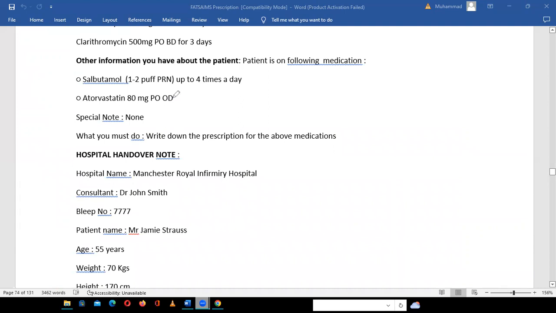So you all should know that atorvastatin and clarithromycin act on the same enzyme. So that's why they cannot be given simultaneously. You have to withhold atorvastatin. This is the key point in this prescription. In this scenario, this is the key point. You have to withhold atorvastatin. Okay, you have to withhold atorvastatin. This is the key point in this prescription.